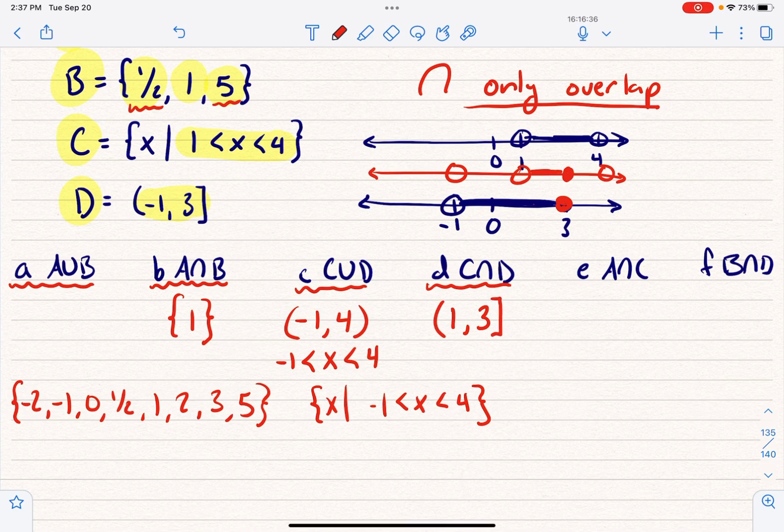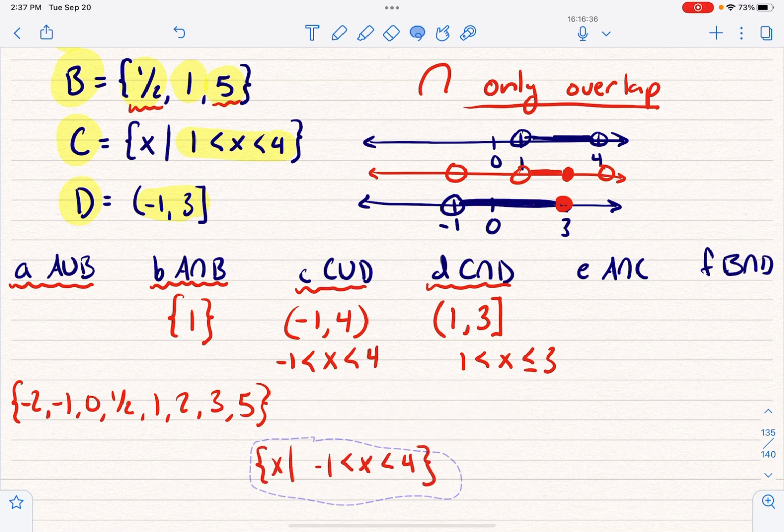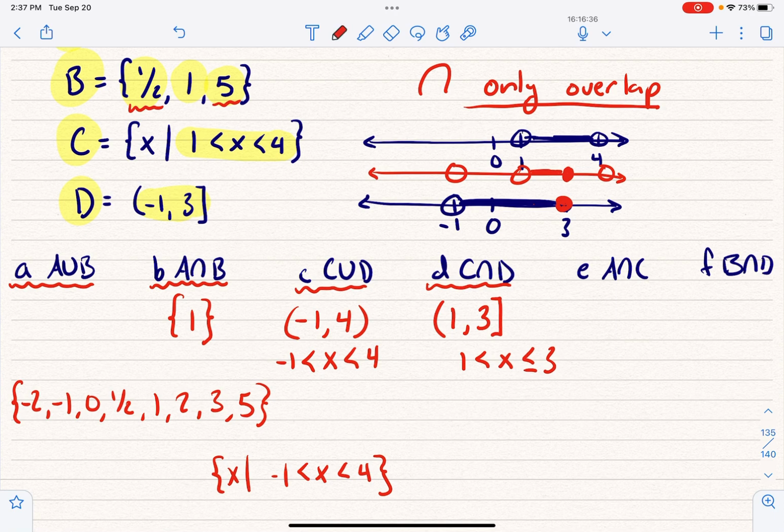And also, if you did that with inequalities, it would look like this: 1 is less than x, which is less than or equal to 3. Or if you wanted to write that as a set, again, I'm going to move this other one out of the way, bring it down a little bit. If you're going to write that as a set, you'd say, well, it's the set of x such that 1 is less than x, which is less than or equal to 3.